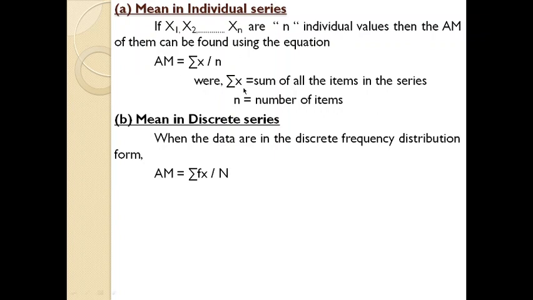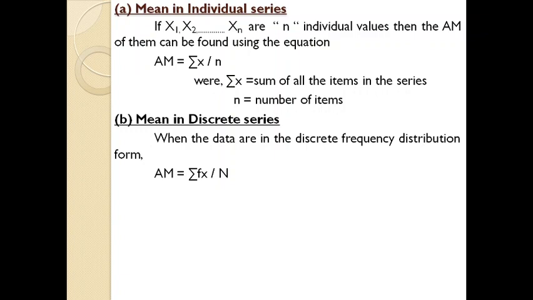The equation is arithmetic mean equal to sigma fx by n. Remember, earlier it was sigma x by n. Here it is sigma fx by n. In a discrete series, it is quite easy to distinguish an individual series from a discrete series. In a discrete series, you will be given two sets of items.